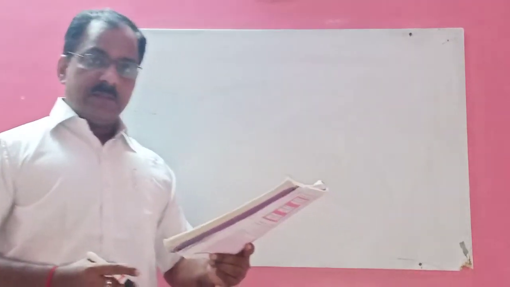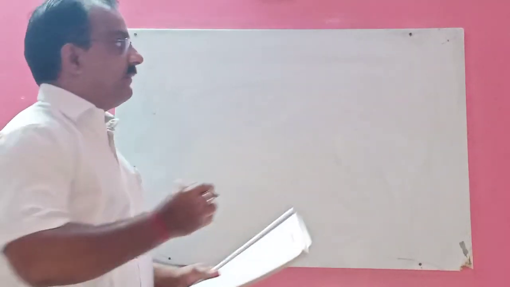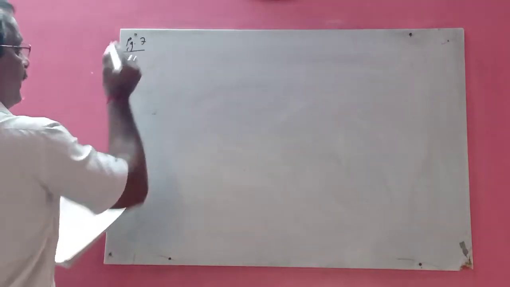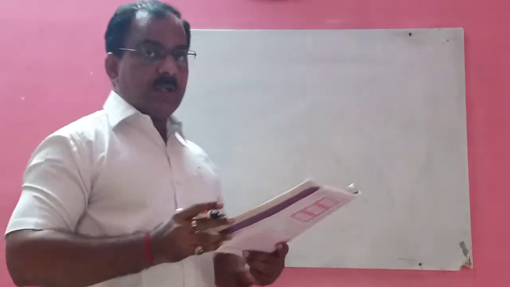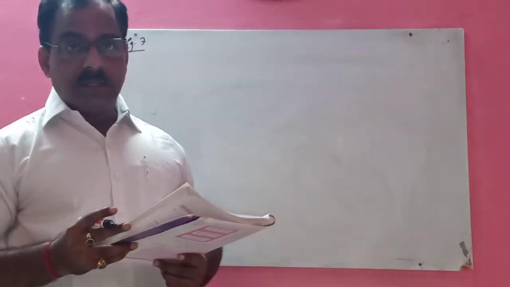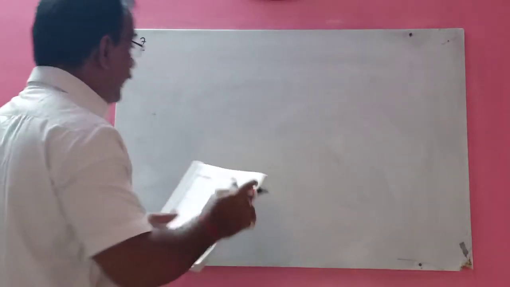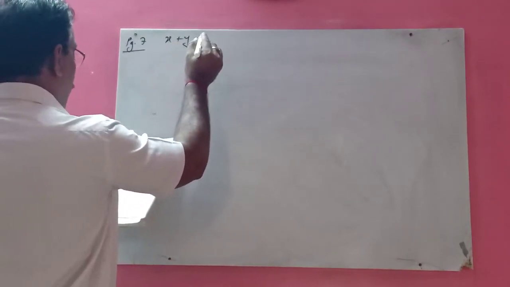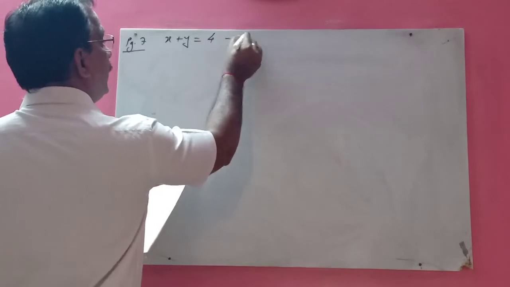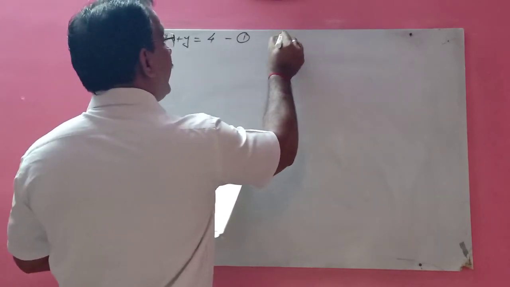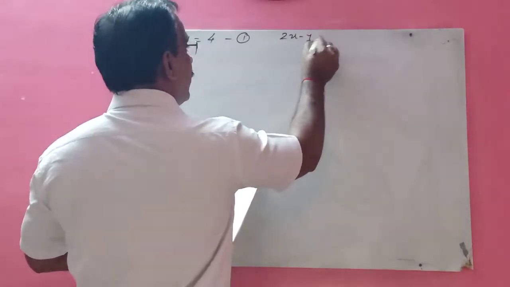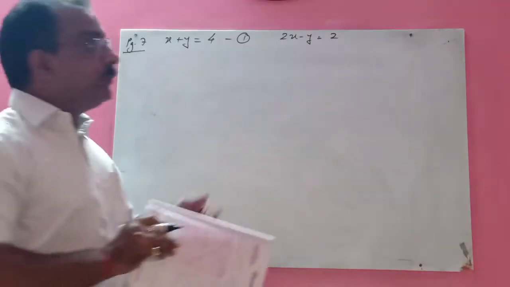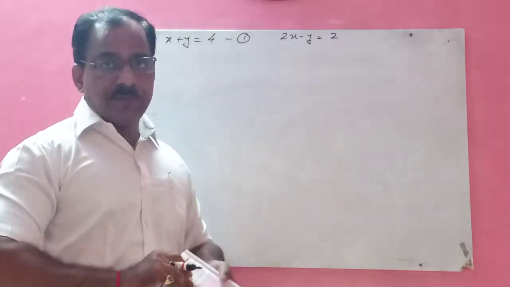Now children, after this you have on page number 7, see that you have to solve two equations by graphical method. So here first one is x plus y is equal to 4. This is first equation, and 2x minus y is equal to 2. This is second equation. You have to find out the values of x and y by graphical method.